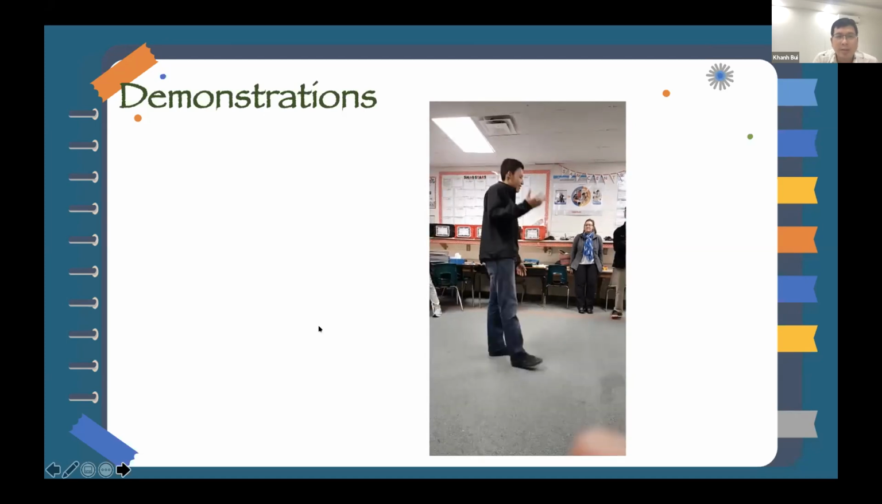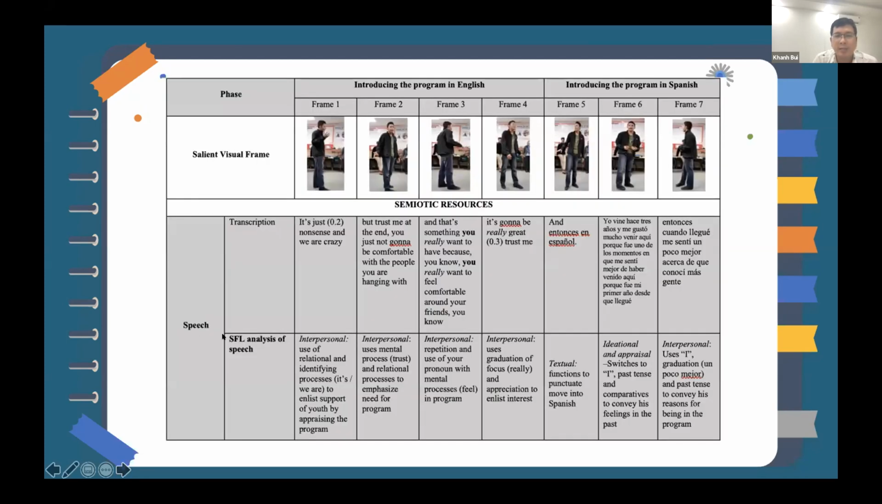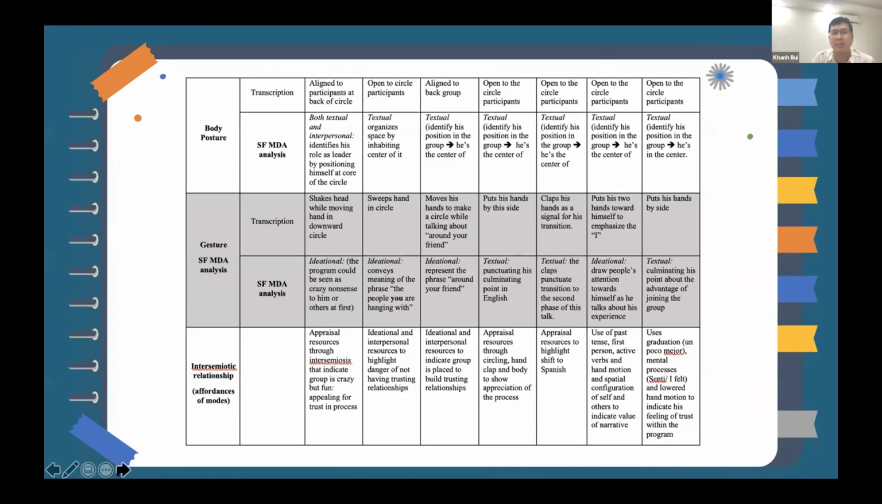So you can see here for the speech, at first, when he used English, he was looking at a particular group of people. But when he used Spanish, he looked more confident, he moved more, and he had more interaction with the audience. So that's how a first language can support him. I'm sorry, I don't have a lot of time to show you more.